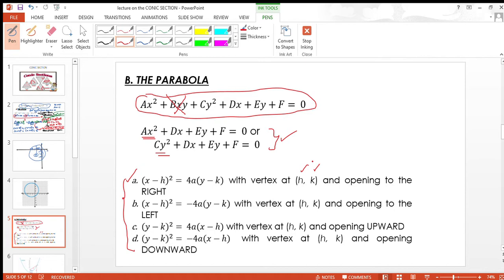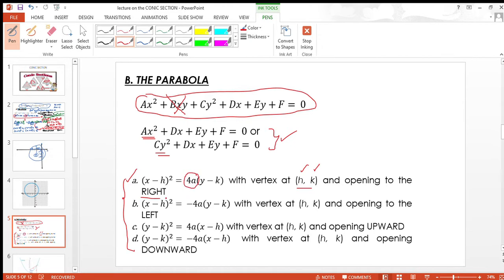If your parabola is opening to the right, it's the leftmost point. If your parabola is opening to the left, it is the rightmost point. If your parabola is opening upward, it's the lowest point. If your parabola is opening downward, the vertex is the highest point. So if your parabola is opening to the right, your vertex is the leftmost section and it will be located at h, k. And then 4a, I will explain later what that 4a is.